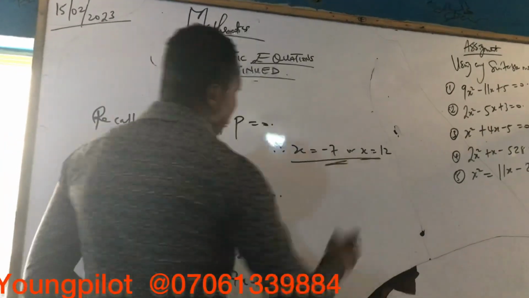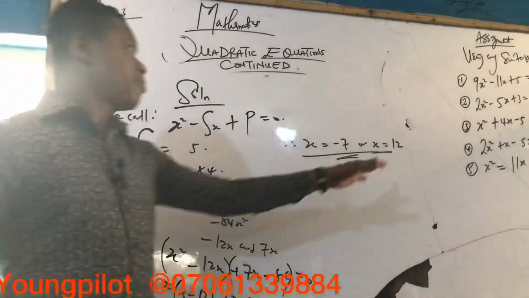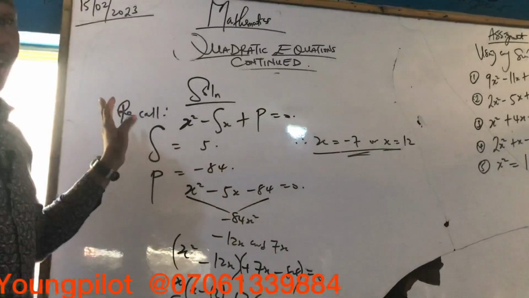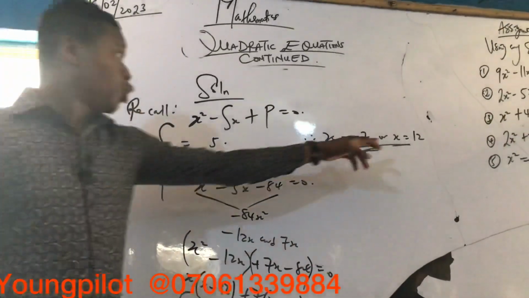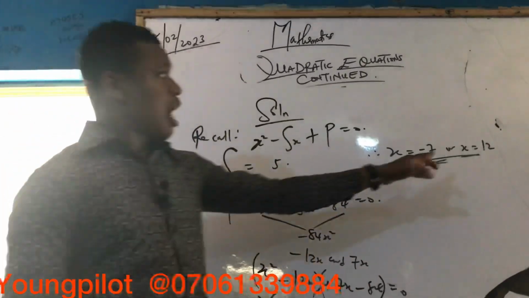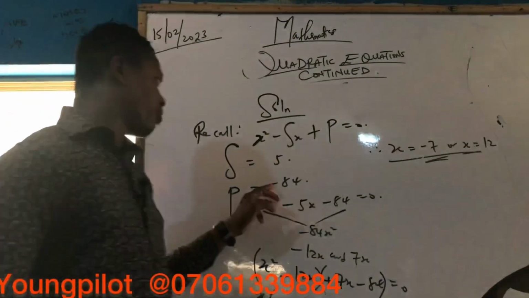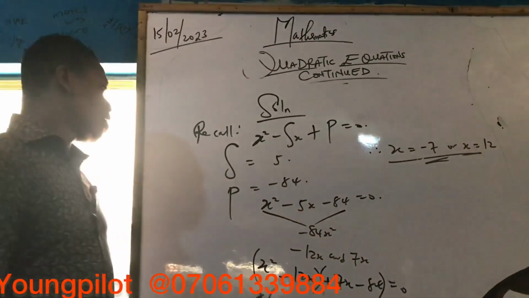So these are the numbers. Very correct. 12 minus 7 will give us a sum of 5. Hope it's making sense. Yes, 12 minus 7 will give us 5. And the product, 12 times minus 7, will give us minus 84. So that's the answer.